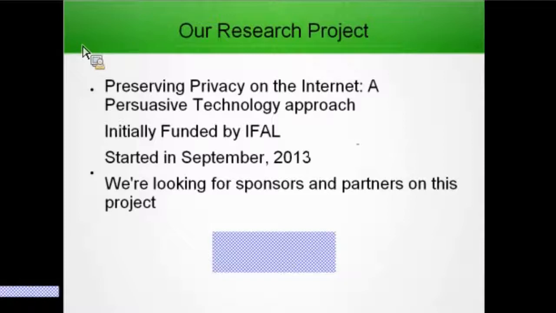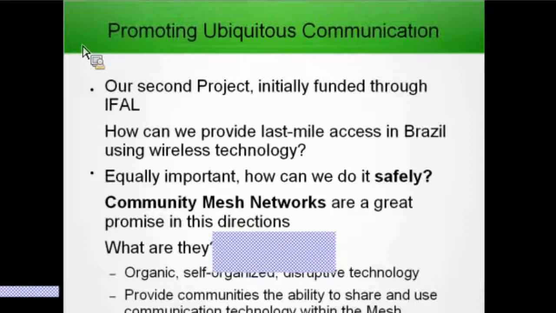So we have this project, Preserving Privacy on the Internet, a persuasive technology approach. It's initially funded by IFAL. It started this year, very recently. We still have no initial results because it's very preliminary right now. We're looking for sponsors and partners because this is a project that can be very big.